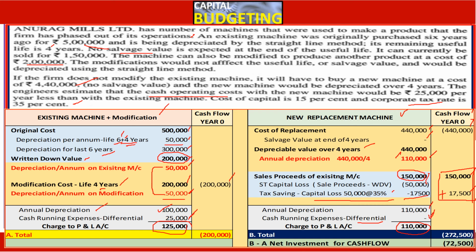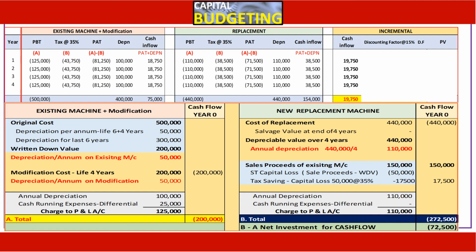And then net outflow 2 lakhs for modification. Here 4,40,000 on the new machine, less 1,50,000 received on sale of old machine, less tax saved 17,500, 2,72,500 is the outflow here, whereas 2 lakh under the old system. Net outflow is 72,500 when we go for option 2. Now, so much for the workings in respect of the details of the proposal.